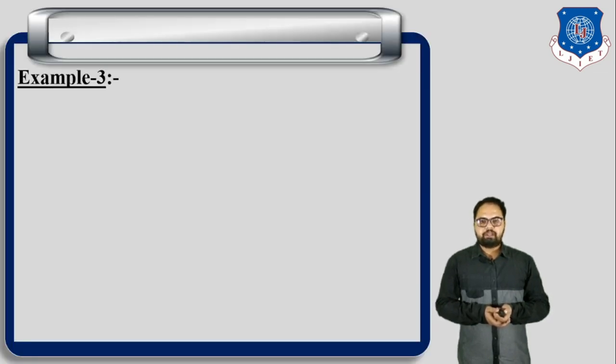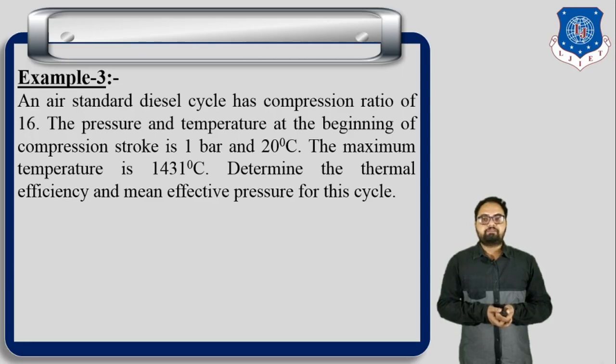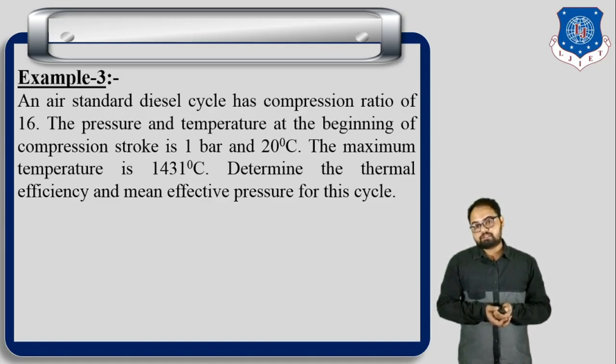Next numerical is an air standard diesel cycle. This is the numerical of diesel cycle, has a compression ratio of 16. Here the compression ratio R is equal to 16. The pressure and temperature at the beginning of the compression stroke is 1 bar and 20 degrees Celsius. That is P1 and T1. The maximum temperature is 1431 degrees Celsius. That is the temperature after heat supplied. So it is T3, 1431 degrees Celsius. Determine the thermal efficiency and mean effective pressure of this cycle.